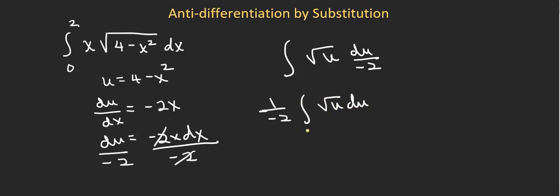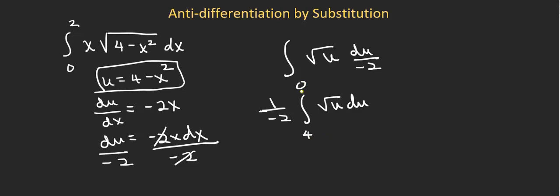Now here is where you need to be careful. You cannot just put 0 and 2 here, because now we have everything in terms of u. So what you need to do is plug in 0 over here. When you plug in 0, you get 4, so your lower limit becomes 4 now. What about your upper limit? You plug in 2, you get 0.